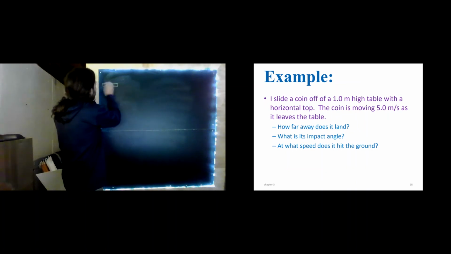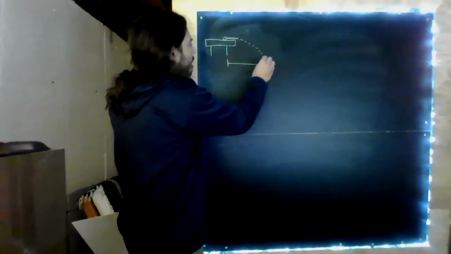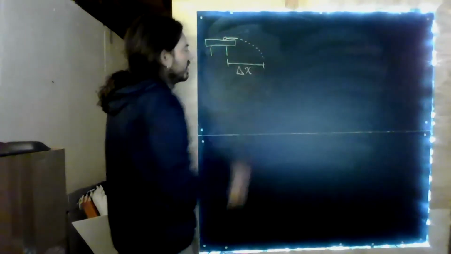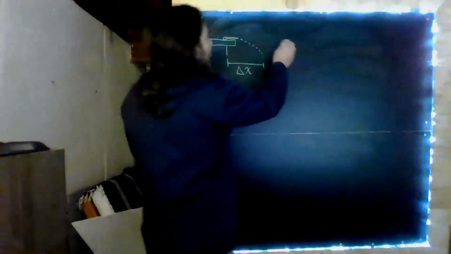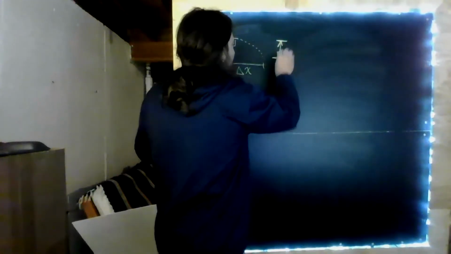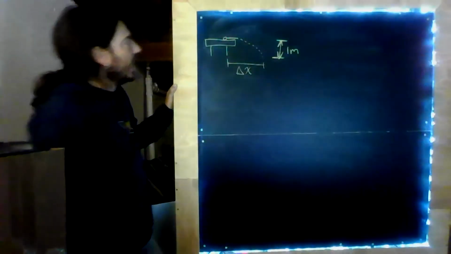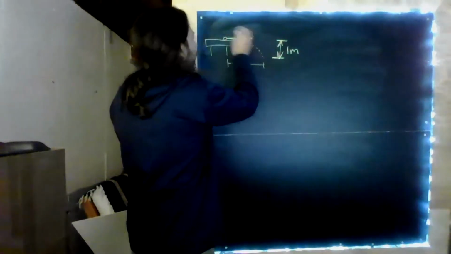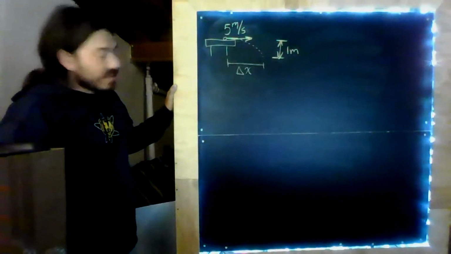Here's my tabletop. And I'm going to slide a coin off of it. And it's going to do that. One of the first questions is how far does it land? So there's my delta x. It tells me that it is a 1 meter high tabletop. So that means that this distance here is 1 meter. And it tells me that initially it is going 5 meters per second. Okay, so that's its initial velocity. This is a lovely drawing.